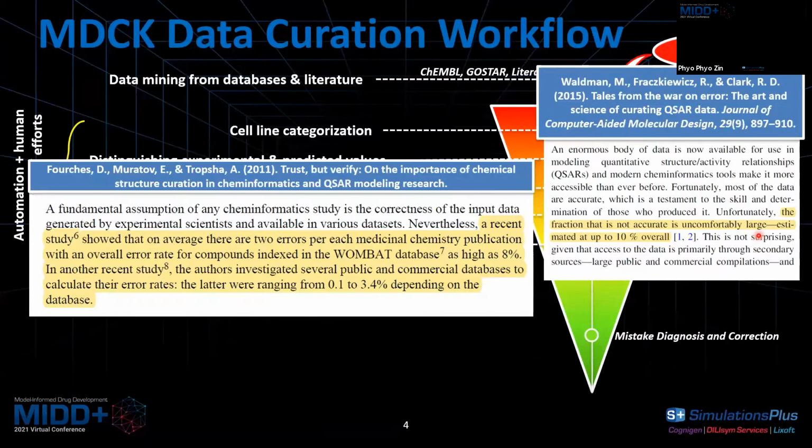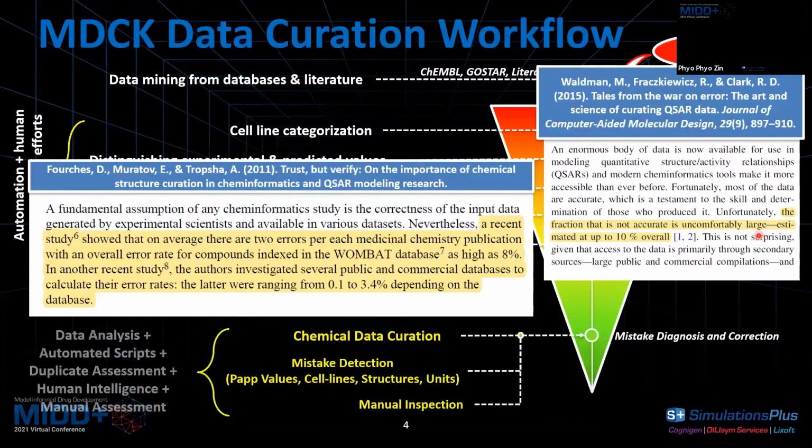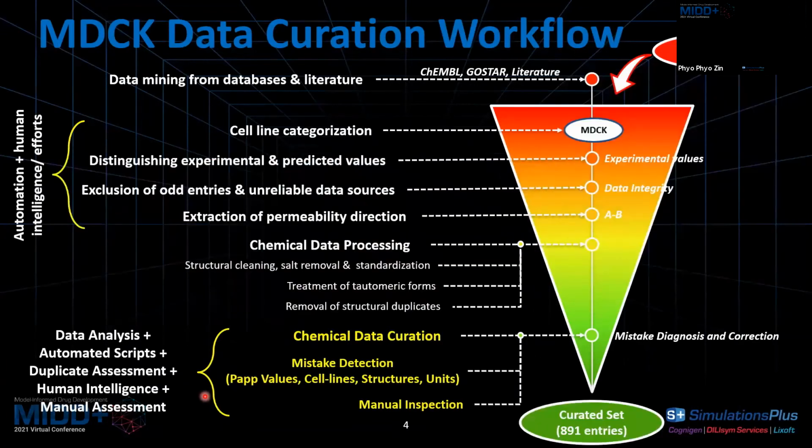Meaning that we try to detect possible mistakes in the dataset, like PAPP values, biological endpoints, cell lines, structures, and units. We also do a lot of manual inspection, and this is done with a combination of methods including data analysis, automated scripts, duplicate assessment, human intelligence, and manual assessment. So at the end of the entire pipeline, after doing a whole lot of chemical data curation, we ended up with about 891 entries, and this is the final curated dataset for the MDCK cell line.